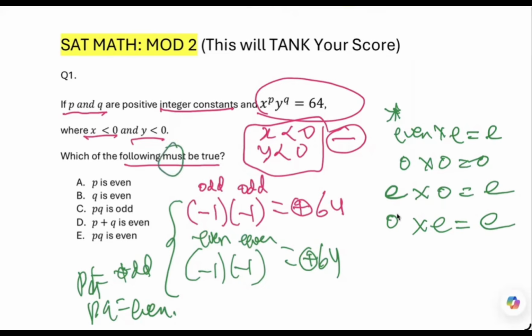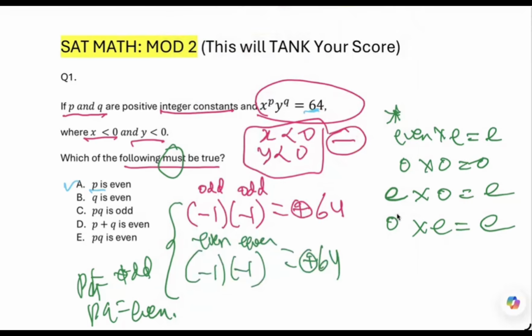Therefore, which of these must be true? Well, P is even. I told you, P and Q have to be both odd numbers or both even numbers to give you 64. One cannot be odd and the other even. You need two even numbers or two odd numbers so that your number is a positive number. Therefore, this is not necessarily true. Q has to be even. Well, Q can be an odd number too. And P can also be an odd number. P and Q can be odd numbers.